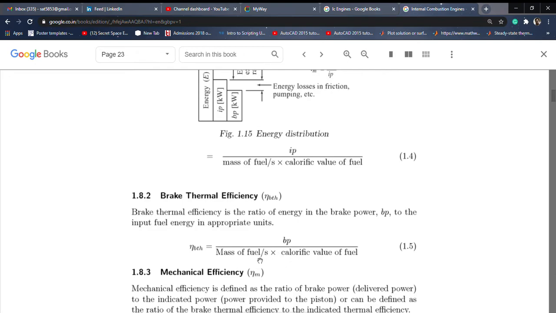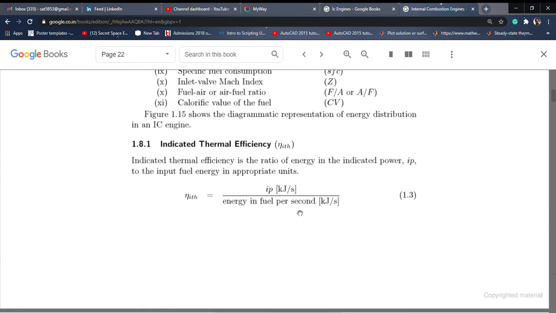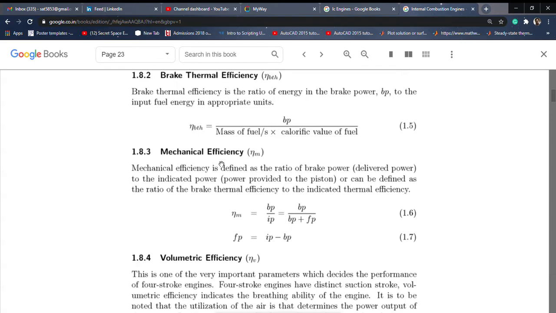So when you solve this, you will get the same unit as you had here, the same energy in the fuel. Only instead of indicated power, you have to write here brake power. So this is brake thermal efficiency, brake power upon mass of fuel into calorific value of fuel. So these are two terms. Third one is your mechanical efficiency.